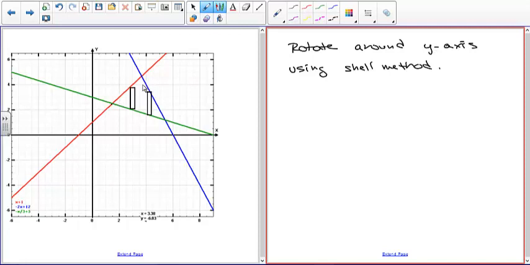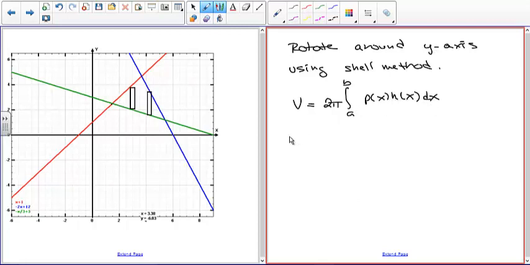So if you look in the book or look in your cheat sheet when you do the test at some point, you'll find out that the volume using the shell method around the y-axis is 2 pi times the integral from a to b of p of x times h of x times dx. So notice a and b, notice x, but we've got these two other functions that we've got to figure out.